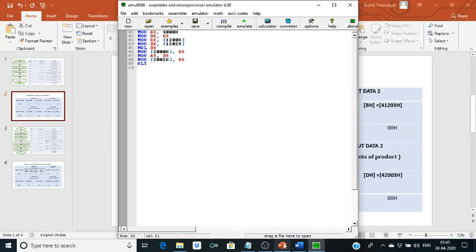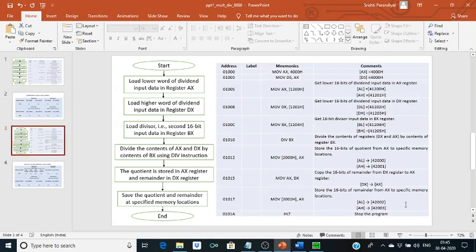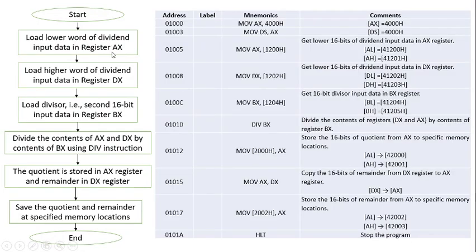So now we will go for the division. So for division we will require a 32-bit dividend. So we will take two register pairs. The lower word will be stored in AX, and the higher word will be stored in DX, and the divisor we will store in the BX register. So we will divide the contents of AX and DX by the contents of BX using this div instruction. So the quotient will be stored in the AX register and the remainder will be stored in the DX register. Finally, we will save the quotient and remainder at specified memory locations.